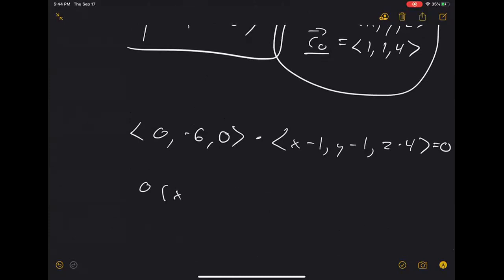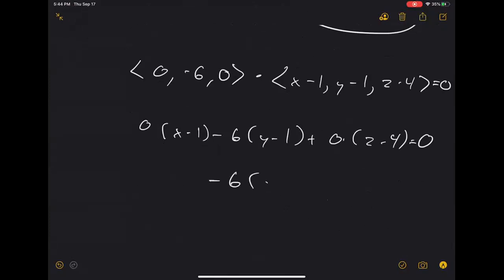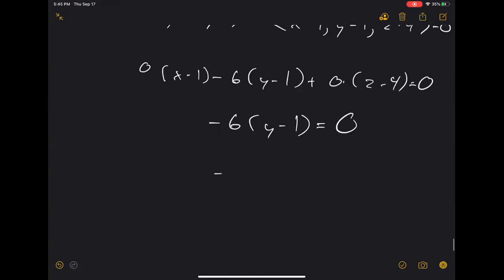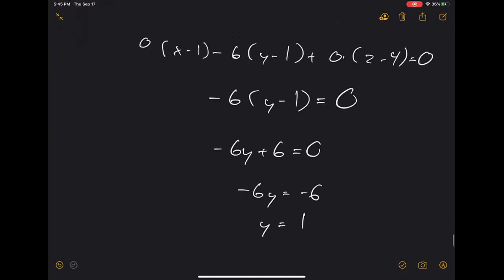Well, 0 times x minus 1 minus 6 times y minus 1 plus 0 times z minus 4 equals 0. So negative 6 times y minus 1 equals 0. Okay, so that's my plane. So negative 6y plus 6 equals 0. So negative 6y equals negative 6. In other words, y equals 1. So any of these would be acceptable solutions as well.